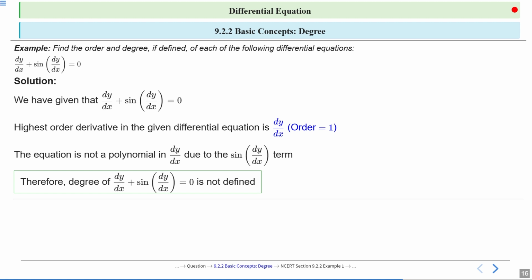There are many cases where the degree is not defined, like when there is a derivative inside a sine function, cosine, exponential, or logarithmic function, or the derivative is under a square root, or the derivative has a fractional power or negative power. In all these cases, the equation is not in a proper polynomial form, so we cannot define the degree of the differential equation.